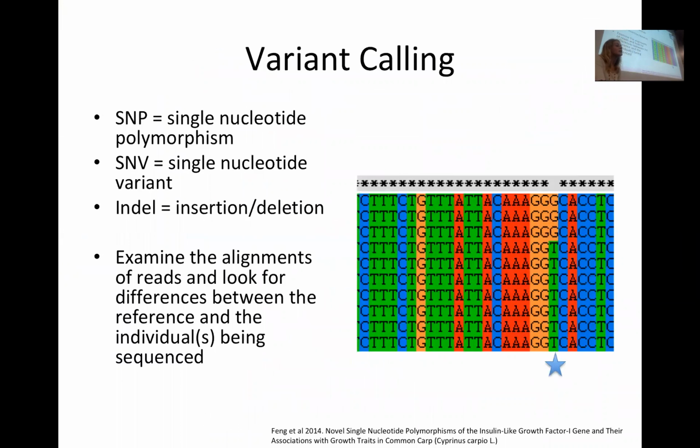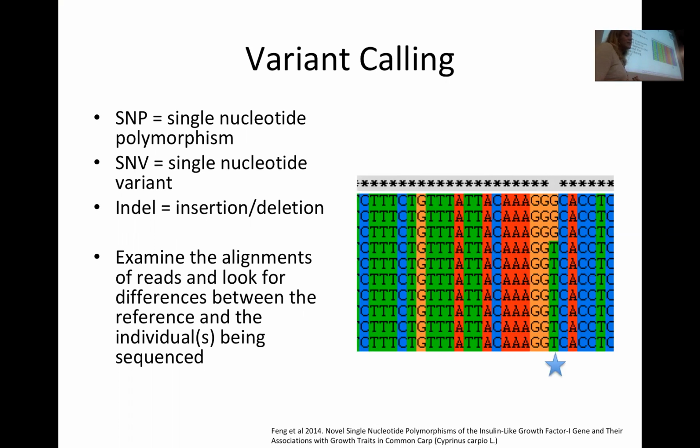So variant calling with short reads, the most common things that we are looking for are SNPs, which are single nucleotide polymorphisms. I also see in the literature a lot of SNVs, for single nucleotide variant. I don't know why we need both, but we have both. Indel is for insertion or deletion. Most of the times when I see indel, I think they're referring to short, like 1 to 10 base pair insertions and deletions. But I think you could technically use it to talk about large insertions and deletions as well.